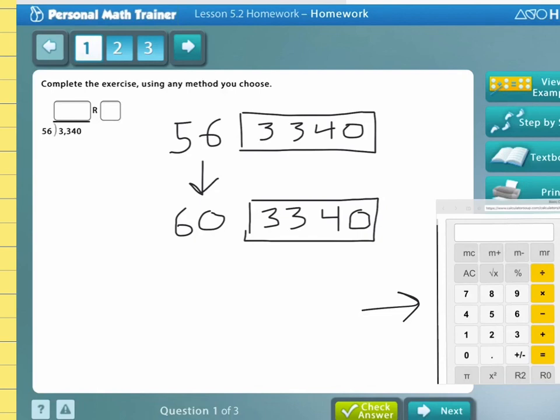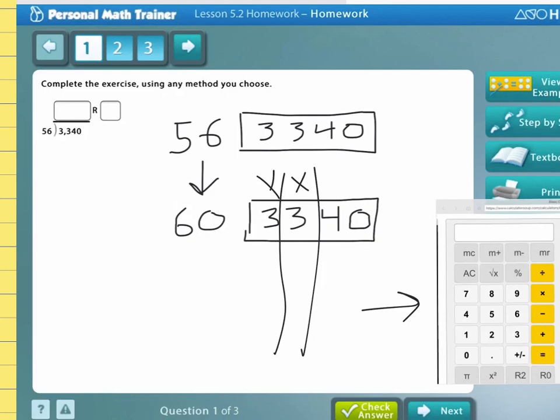Once we make a mental estimate, we're going to use a calculator to see if that estimate is accurate, if it's an overestimate or an underestimate. So if 56 rounds to 60, how many times approximately will 60 go into 3,000s? That answer is going to be 0, so we're going to X out that. How many times will it go into 33? That's 0, so we're going to X out that. So how many times will 60 go into 334?